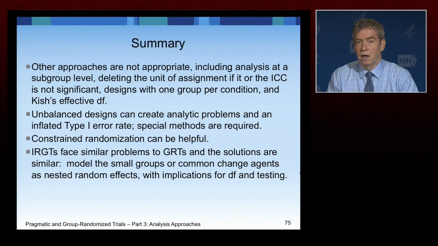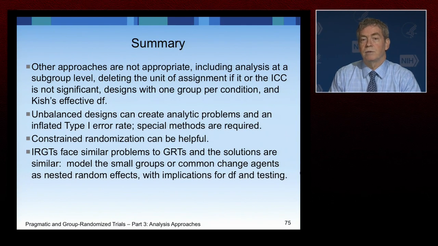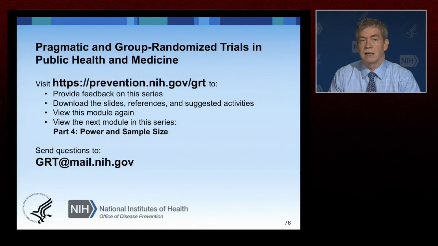Unbalanced designs, as I noted earlier, can create special problems and an inflated type 1 error rate if we don't pay attention. Special methods are required, and I've given you references to those. Constrained randomization can be helpful, both in balancing potential confounders and in improving power, so we can recommend that to you. Individually randomized group treatment trials face similar problems. The solutions are similar. It's important to model the small groups or common change agents as nested random effects, and of course that has implications for degrees of freedom in testing.